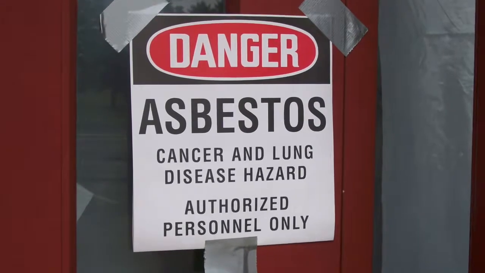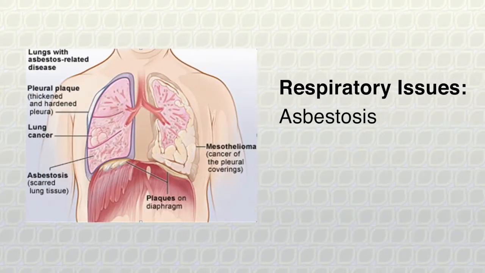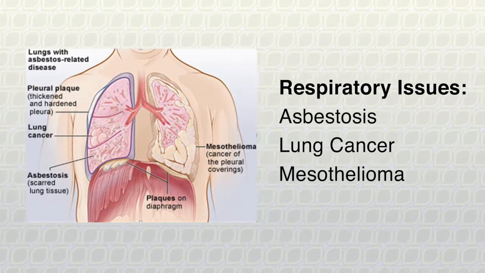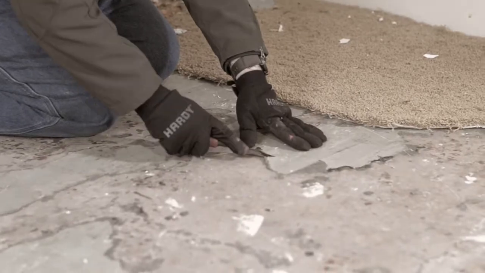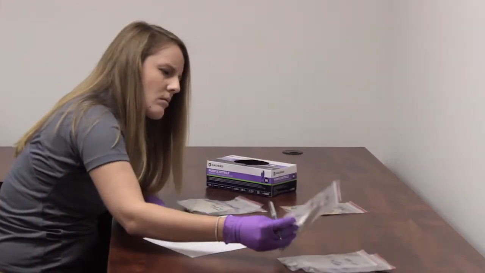It's a dangerous material. It has physical properties that cause respiratory issues, including asbestosis, some forms of lung cancer. One of the most well-known is mesothelioma. These are all caused by asbestos fibers in the air. So what we do before that renovation begins is we take a sample of this, send it to a certified lab, and they tell us, number one, is there asbestos there? And how much is there?